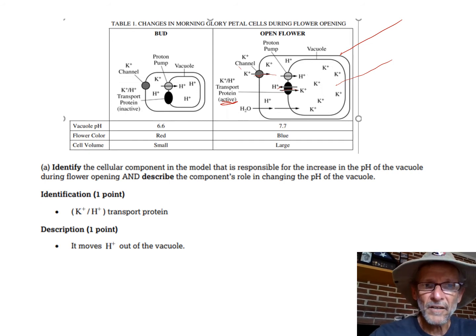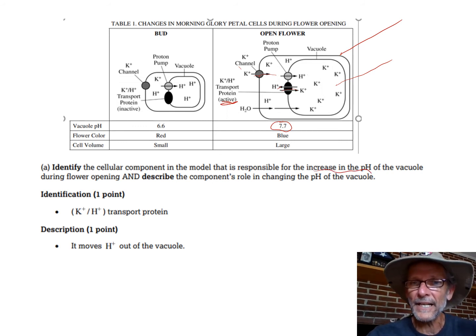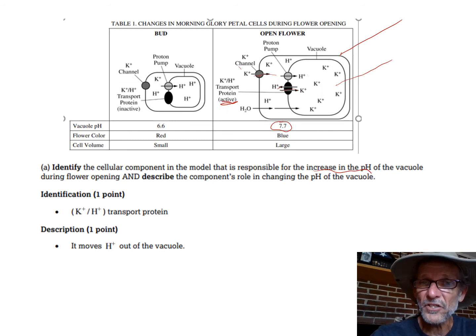Identify the cellular component in this model that's responsible for the increase in pH. Oh, we got a little pH stuff here too, right? Increase in pH, they expect you to know that pH is about protons. More protons, lower pH, more acidic, right? More hydroniums, more acidic. So what has happened to make an increase in pH must mean there are fewer protons in there, right? In where?